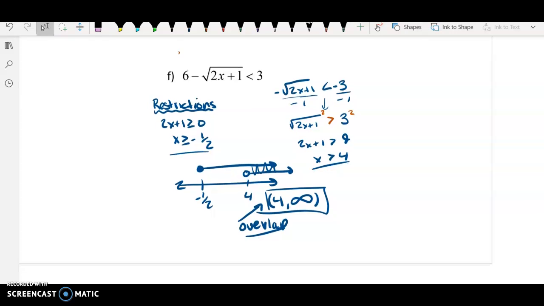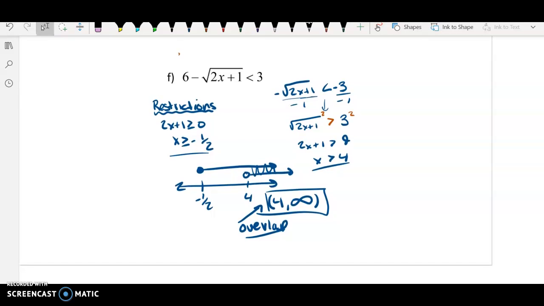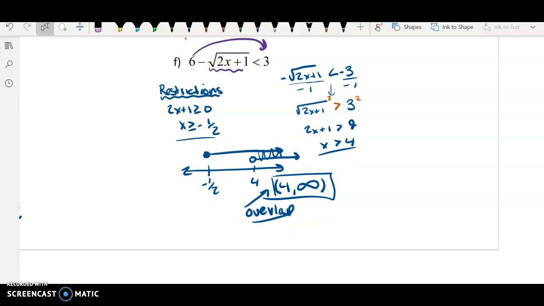The next one here is another and. Over here, you have to get the square root term all by itself. So you're going to bring that 6 over and then divide by the negative. When you do that, you flip the inequality sign, so be very careful. You're doing the same thing. You're going to take the inside of here, get your restriction, and then go ahead and solve the full inequality. And then you have your overlap because this is an and, so less than inequality. Okay, and that is it.